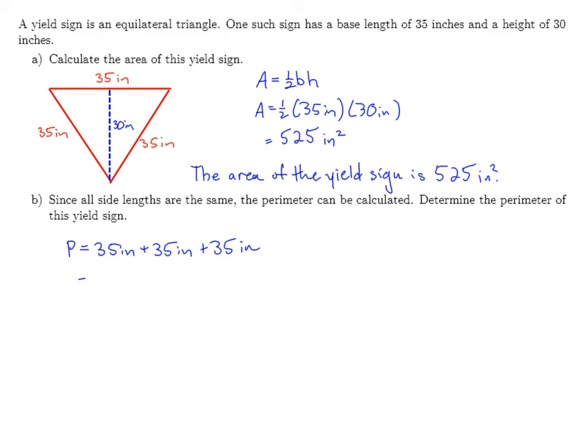And plugging that into a calculator, I'll get 105 inches. So the perimeter of the yield sign is then 105 inches.